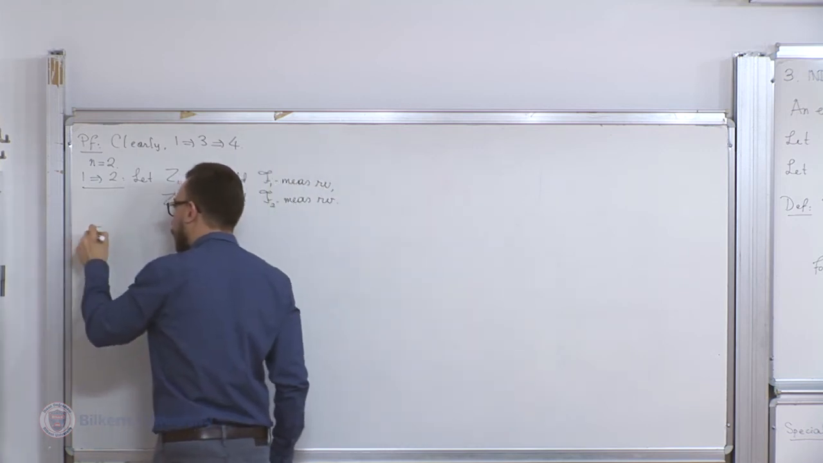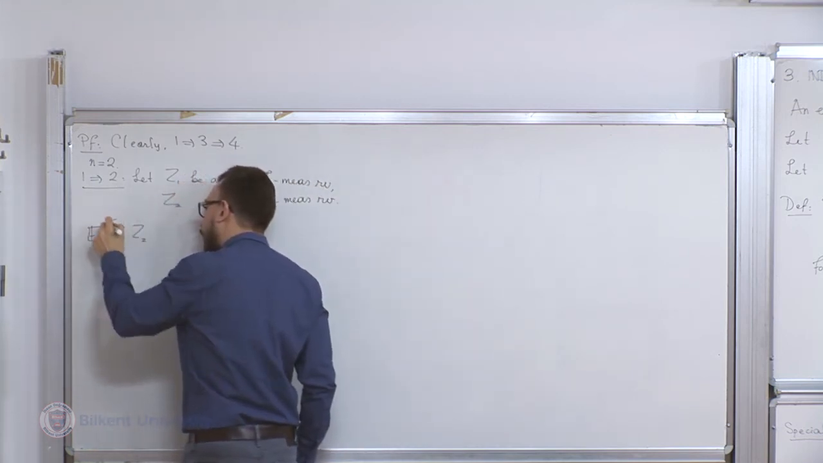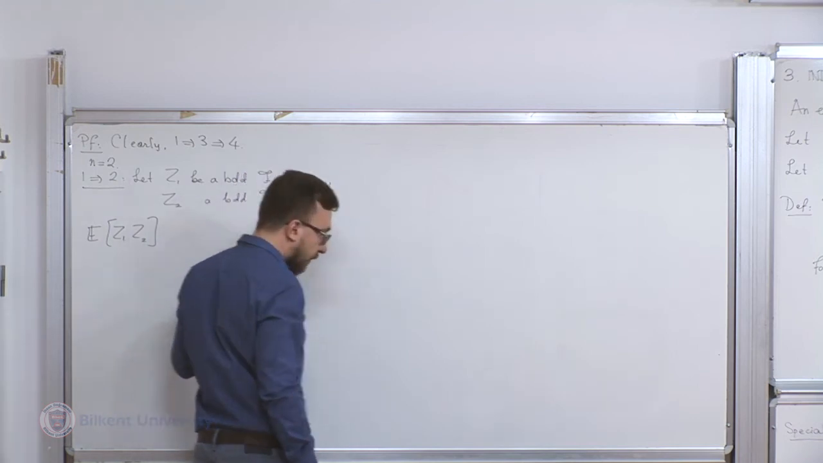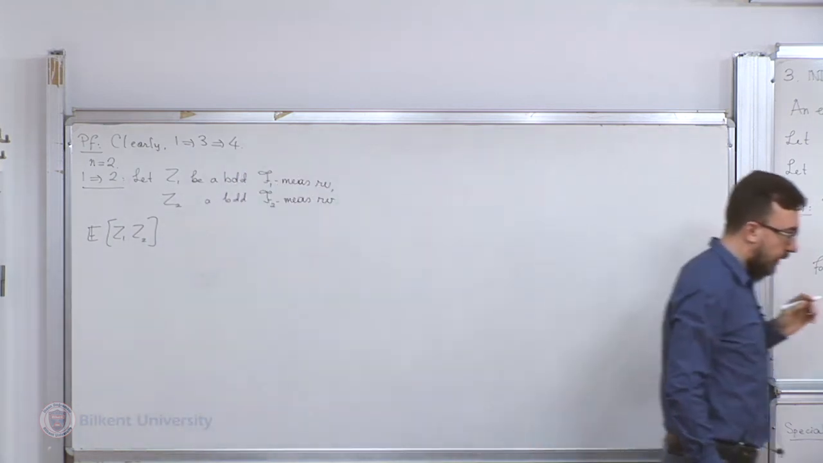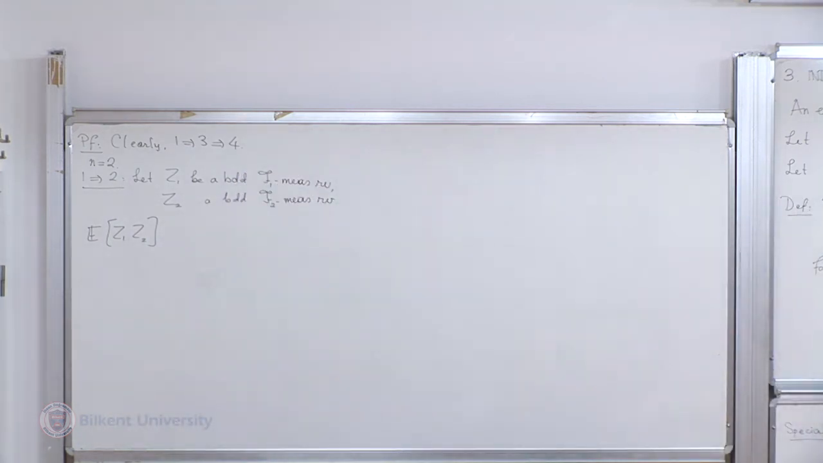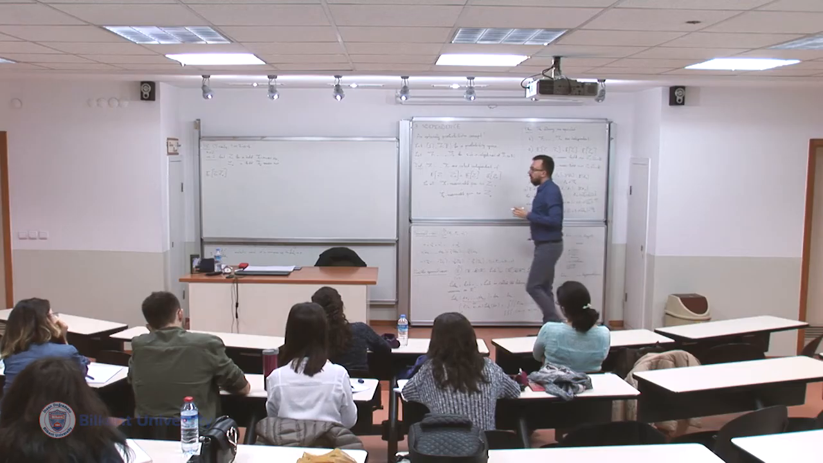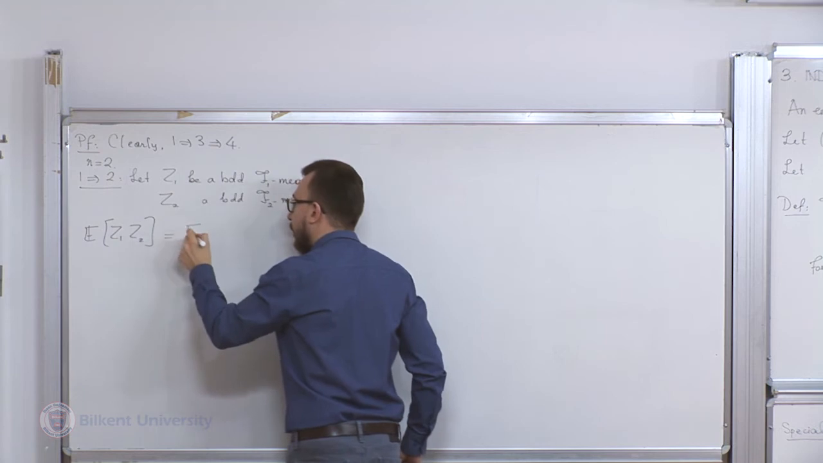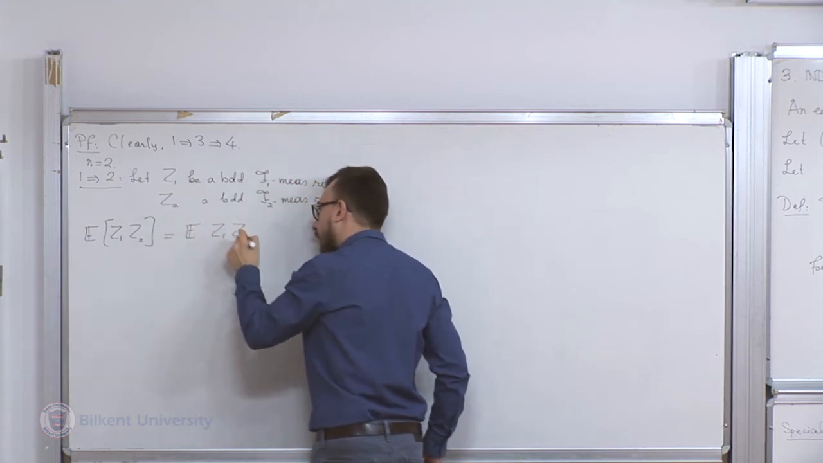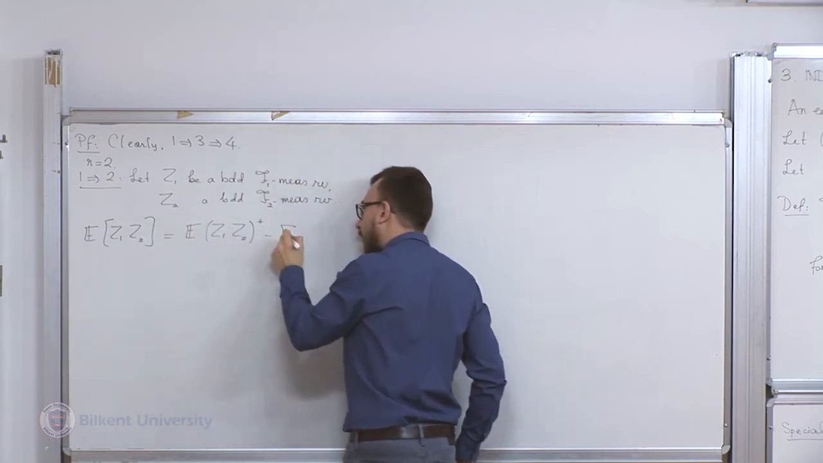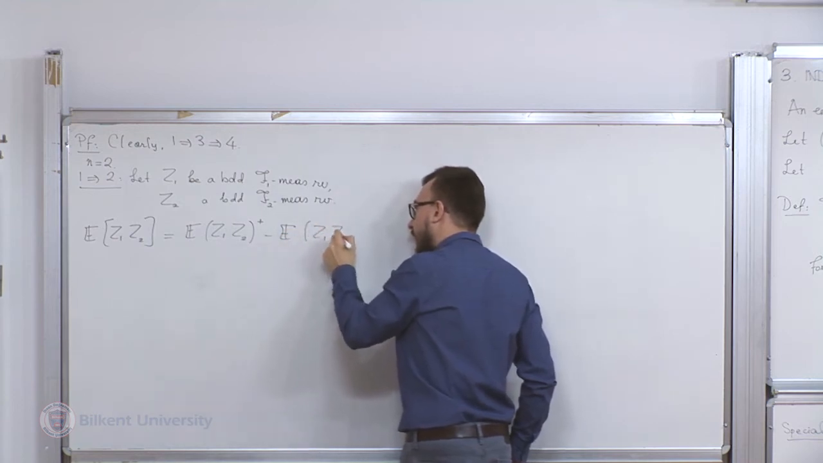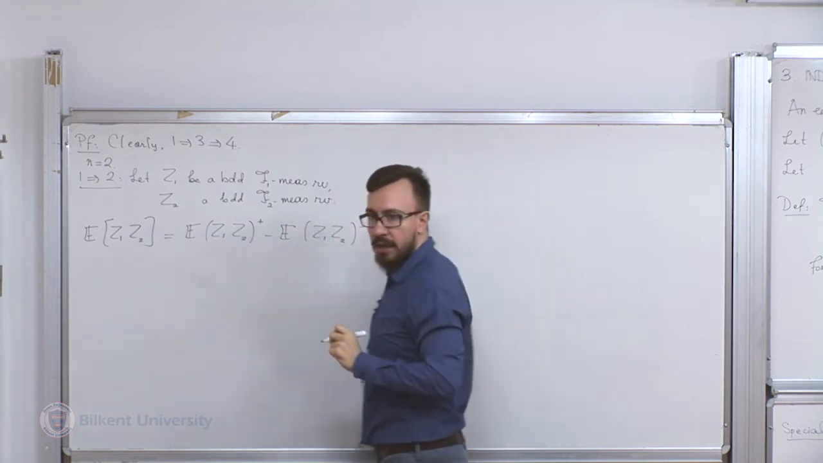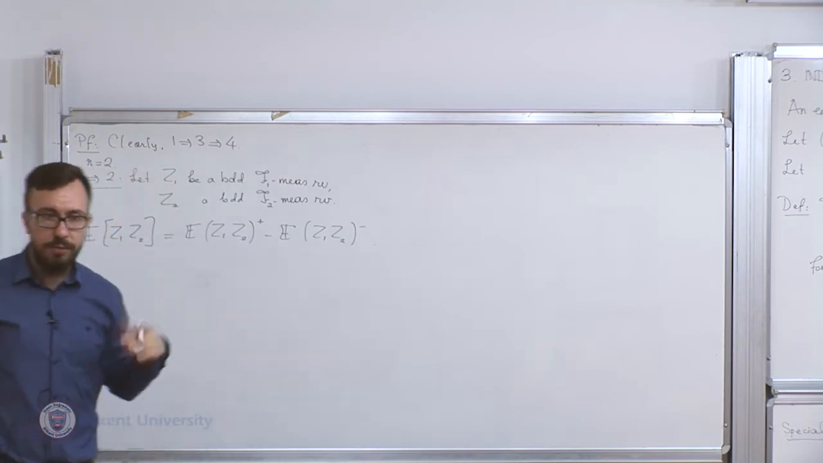So we're going to prove that the expected value of Z1 times Z2 is the product of the individual expected values, assuming number 1, which has positive random variables. So we all know that this expectation is defined as the expectation of the positive part minus the expectation of the negative part, right? So this is a way to pass to positive things.